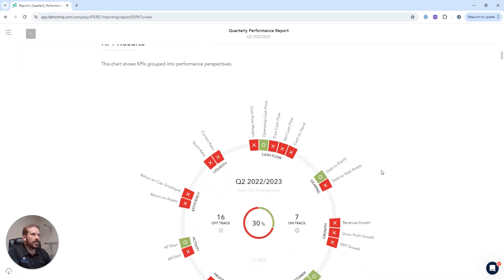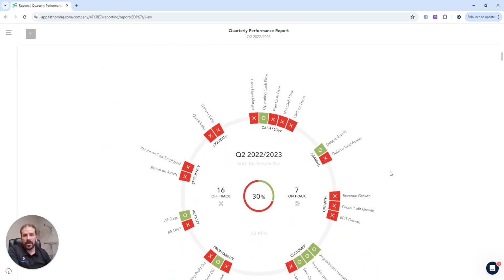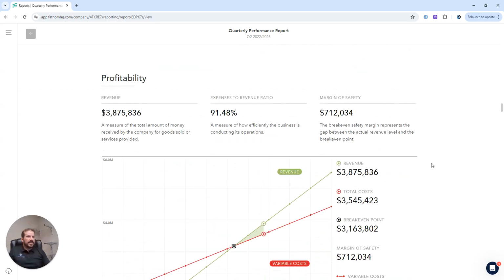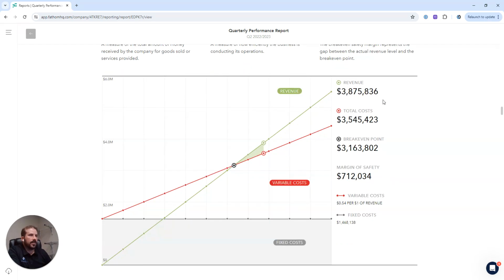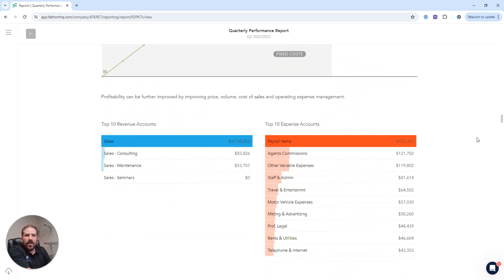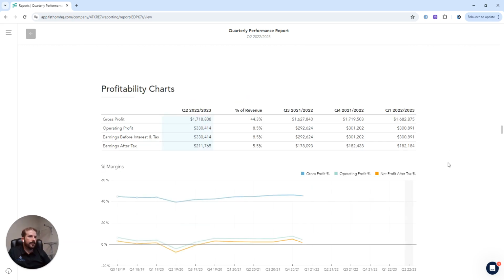There's KPIs, which, again, are mostly financial, but we can put in custom KPIs for whatever's important to the business. We have a profitability section here, which I think is really great for everybody. You can sort of see what your revenue was. What's nice here is it shows you a nice visual of what a break-even point would be. This shows your top 10 revenue accounts, top 10 expense accounts, so that can essentially help you focus in on the most important aspects of your business, what's driving it this month.